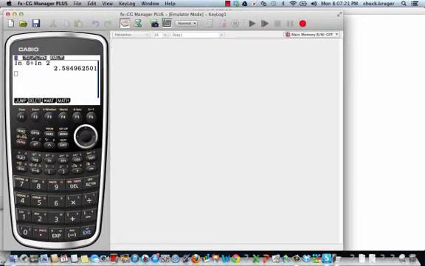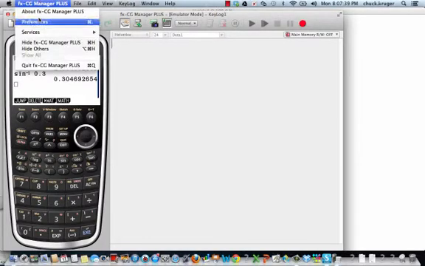And I'm going to go sine inverse of 0.3. Execute. And there's my answer right here. It is 0.305 is the approximate answer.